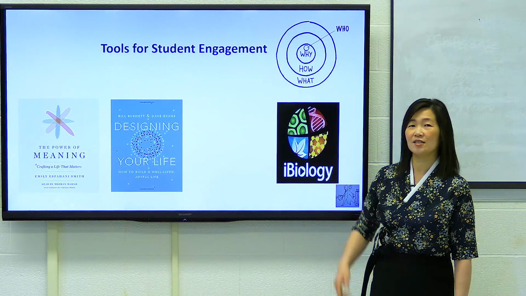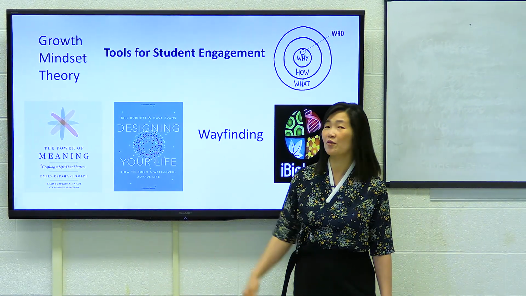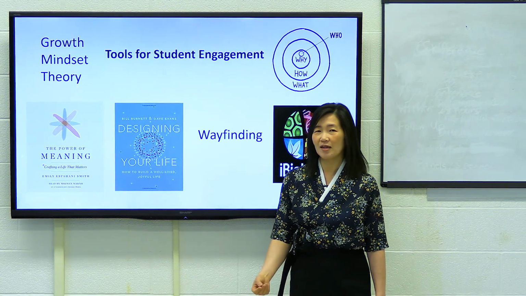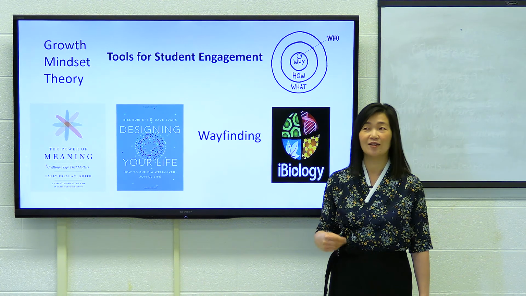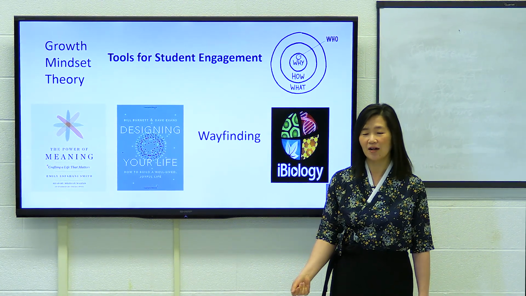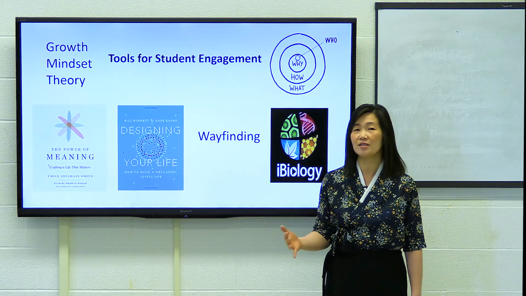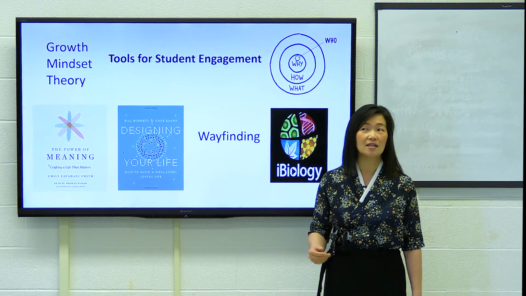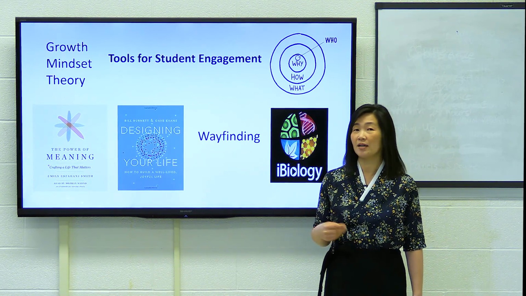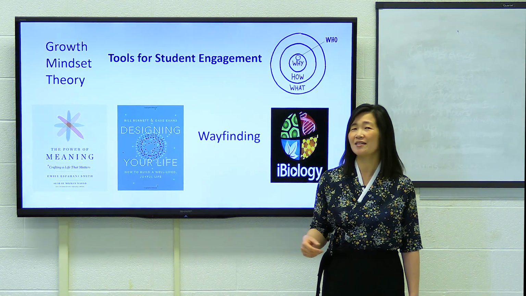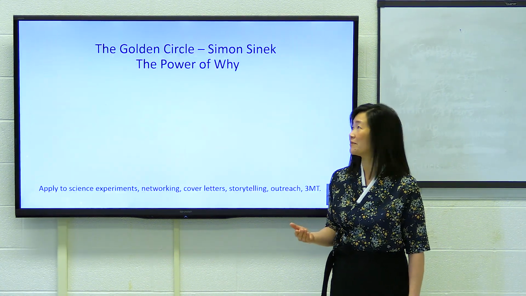The other tool is the Golden Circle, Wayfinding, and Growth Mindset Theory. Now, Growth Mindset Theory is about how it just takes practice and lots of practice to get to where you are. And no matter how you think you're not very good at some sort of skill, as long as you keep practicing and you keep an open mind for feedback, you can be an expert in anything. I think it takes about 10,000 hours to be an expert in something. So that's growth mindset theory.